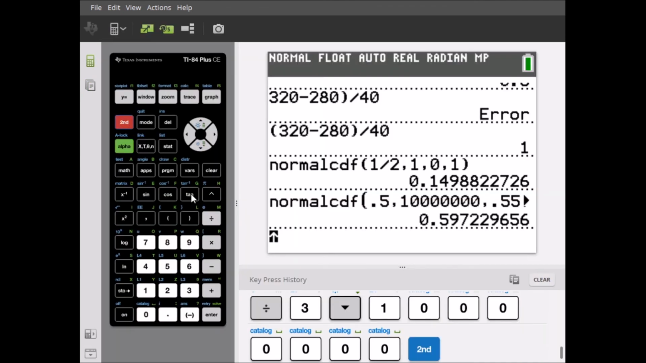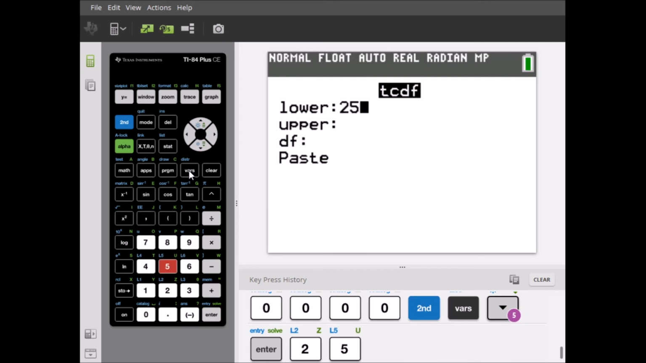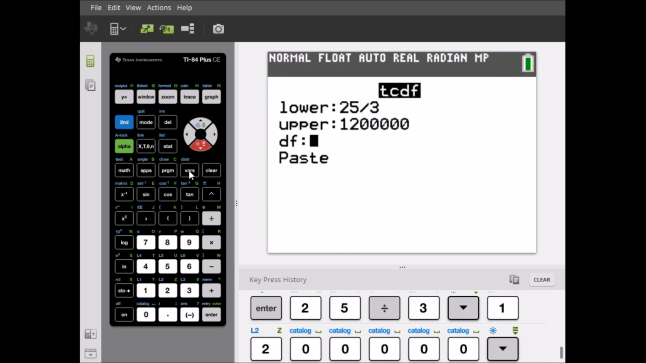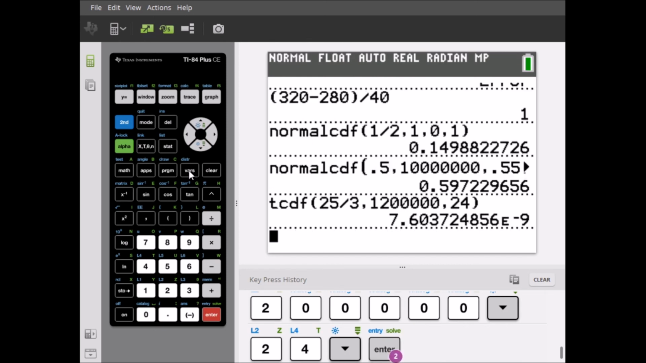But we want to go to second. Let's see. Where's distributions? We can go to TCDF. Okay. Our lower bound again would be 25 thirds. Upper bound would be a big number. Degrees of freedom will be 24, and we'll paste that. And that should give us the same odds. Yeah, very low probability that a sample of 25 from this population where the average height is 60 inches with a standard deviation of, I think I said, 6 inches. Very low probability that we're going to get a sample of 25 people where the average height is 70 or higher.